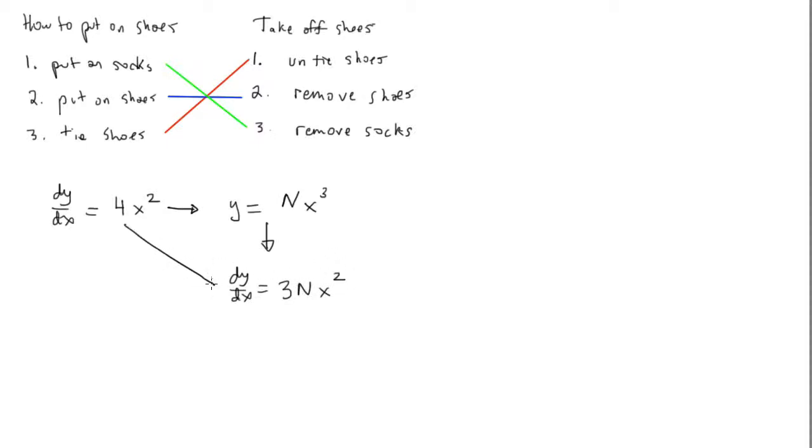Now I started with 4x squared. Okay, so what that tells me is that 4 should be the same number as 3n, and hence n is 4/3. So the function that I wanted was 4/3 x cubed. So this function has that as its derivative.